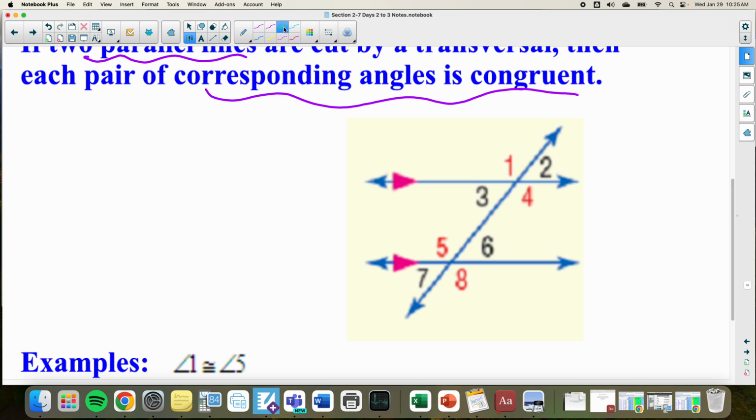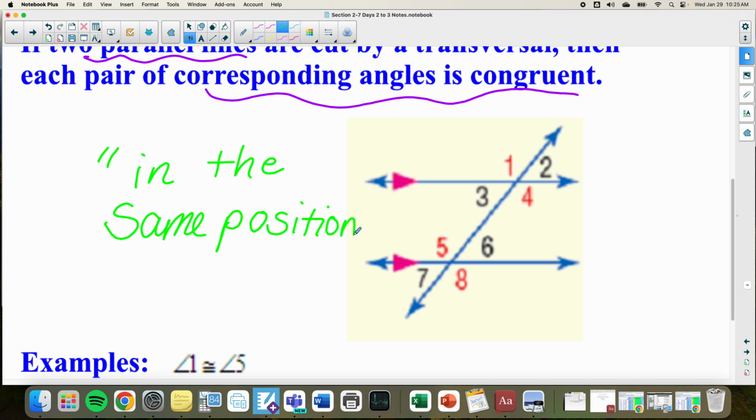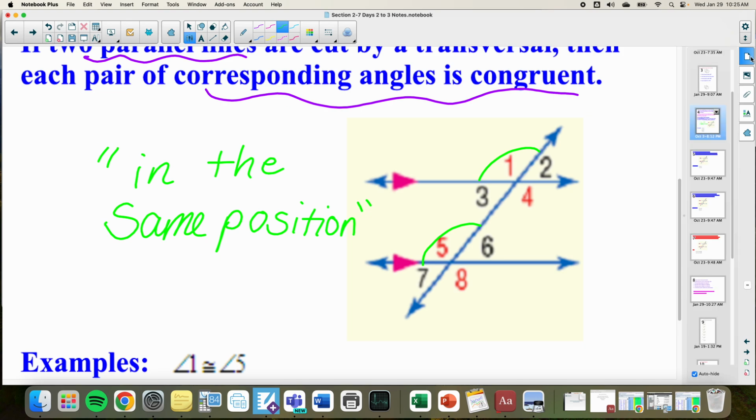They were in, do you remember what we said? In what? The same position? Do you guys remember that? Okay. So, what I mean by that is angle 1 is to the left and above, and 5 is to the left and above, so they would be congruent. 2 and 6 are in the same position, so they would be congruent. 3 and 7 also, and 4 and 8 also. They're all congruent because they're corresponding angles, okay?